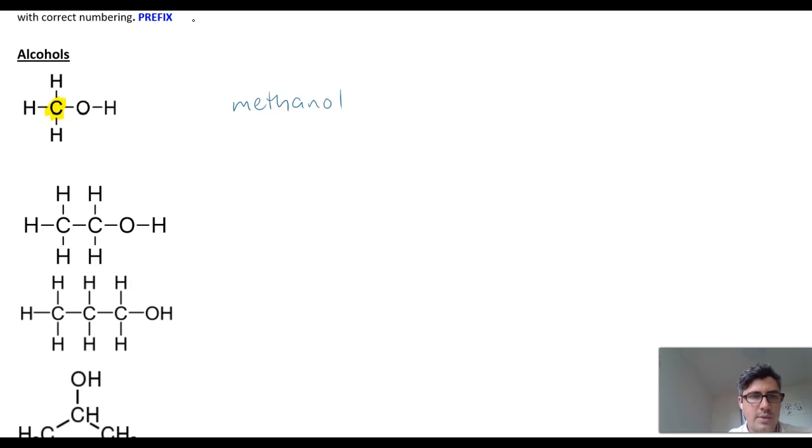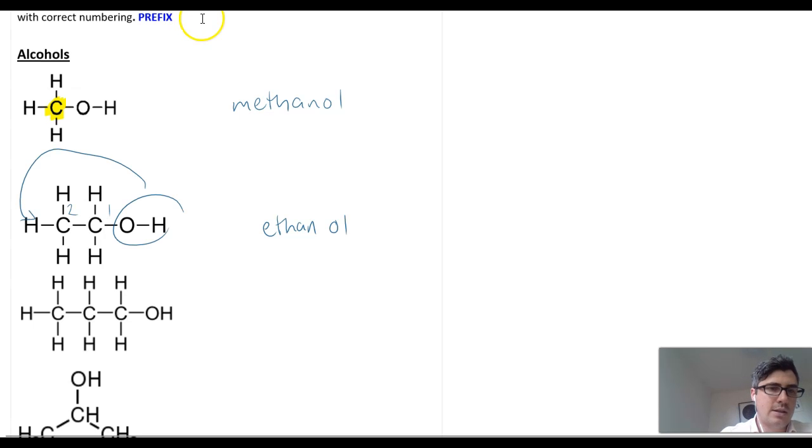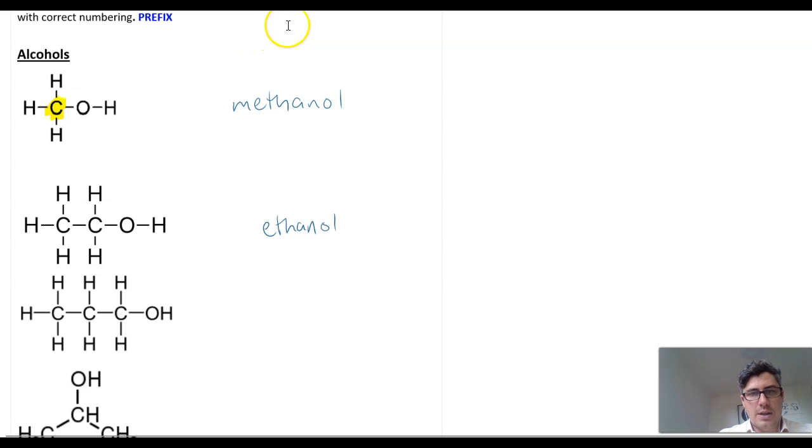The next one, once again, we've got an ol at the end there. The longest carbon chain is 2, so that means it's an ethanol. And we need to decide how to number it, so 1 and 2. However, if you were to flip this around, if you were to reflect it, 1 and 2 are interchangeable. So you don't need a number for that. So ethanol, there's no substituent group on any of these, they're just hydrogens, so we don't need any kind of prefix.